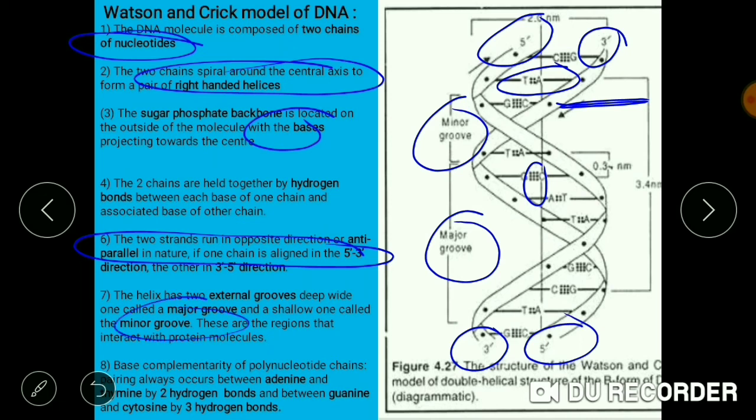Okay. Now we move on to another point, and the most important one: the hydrogen bonds formed between the nitrogenous bases follow certain rules. Adenine always bonds with thymine by a double bond, while cytosine always bonds with guanine by a triple bond. These are the postulates of the Watson and Crick model of DNA.